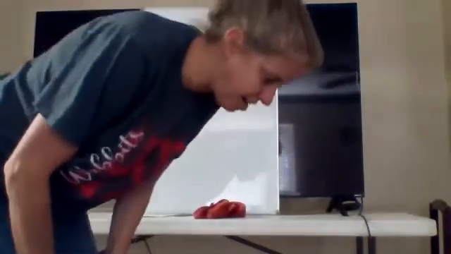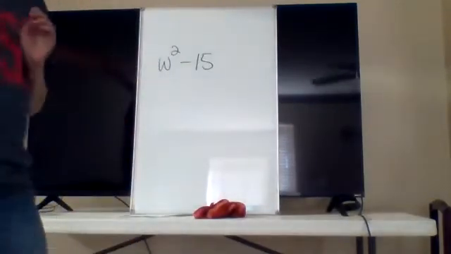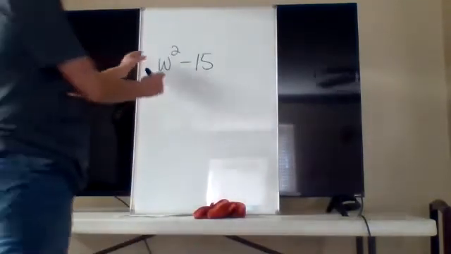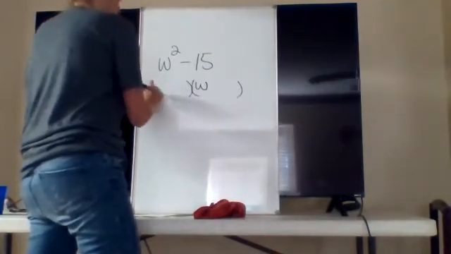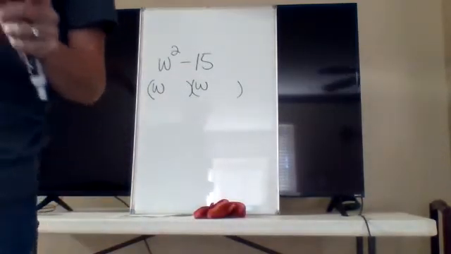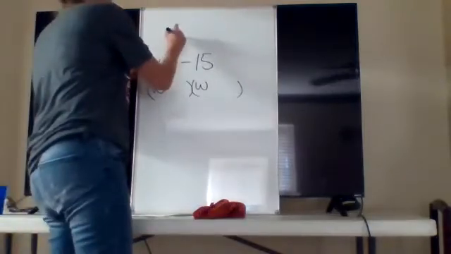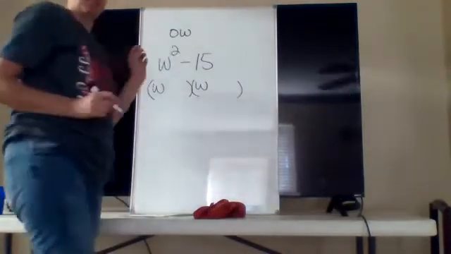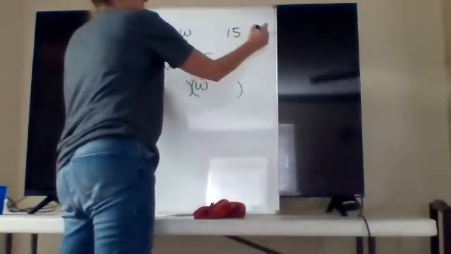Number 3, we have w squared minus 15. So when we try to do this, we do w and w for w squared. But then what are we trying to find? We're trying to find those factors of negative 15 that add to, again, my middle term, which is actually a 0w. So how do you multiply to get 15?